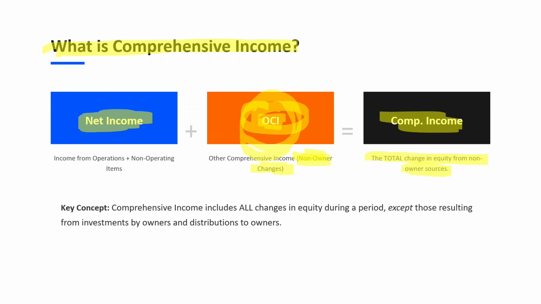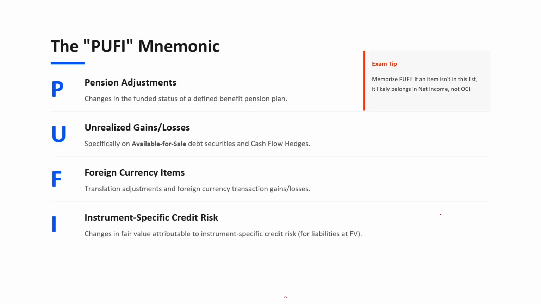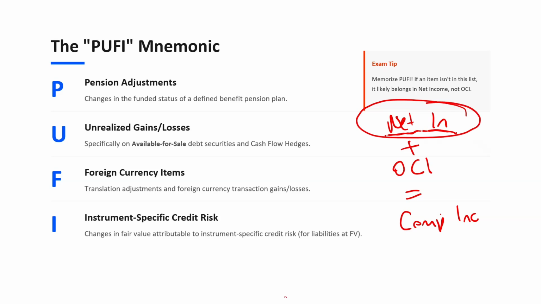Okay, now let's do a couple of examples of what's in other comprehensive income. Hopefully it's going to make a little bit more sense. So remember, we had our net income, then we have our other comprehensive income. That becomes our comprehensive income. So you may ask, what items go to the net income statement and what items go to the other comprehensive income statement? Remember, I just said these items eventually affect the equity, but they are not related to net income.